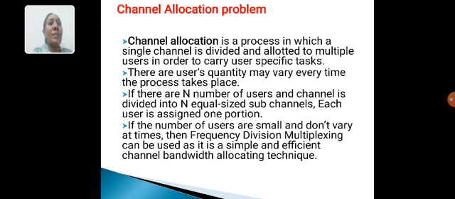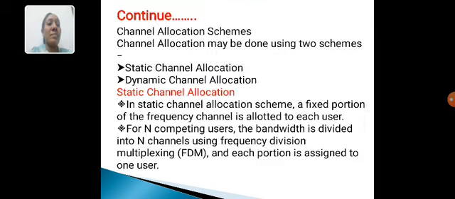Channel allocation problem. Channel allocation is a process in which a single channel is divided and allotted to multiple users in order to carry user-specific tasks. The number of users may vary from time to time. If there are n users and the channel is divided into n equal-sized sub-channels, each user is assigned one partition. If the number of users is small and doesn't vary at times, then frequency division multiplexing can be used, as it is a simple and efficient channel bandwidth allocating technique.